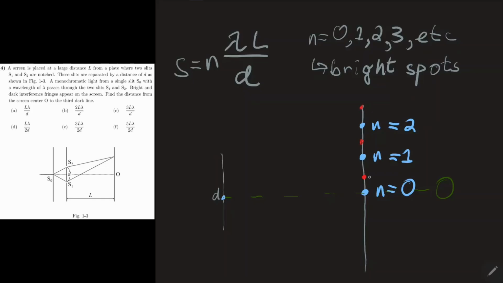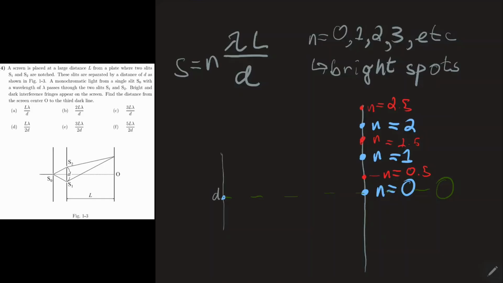So right here, of course, is the first dark spot. It's between n equals 0 and n equals 1. So to find the distance to this dark spot, you would have to set n equal to 0.5. Right here is the second dark spot, and n would be equal to 1.5. And then right here is the third dark spot, where n is equal to 2.5.